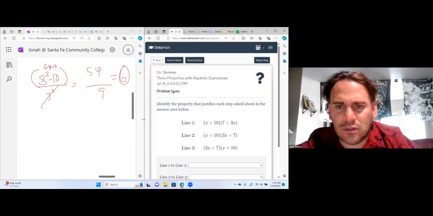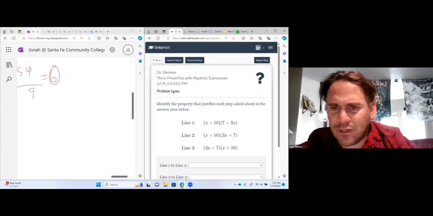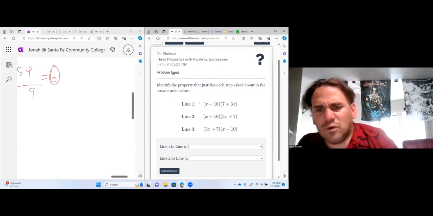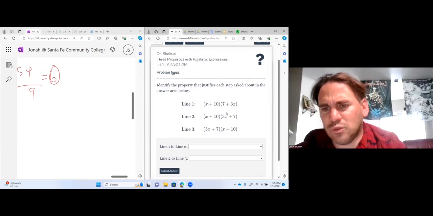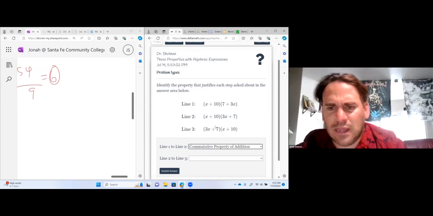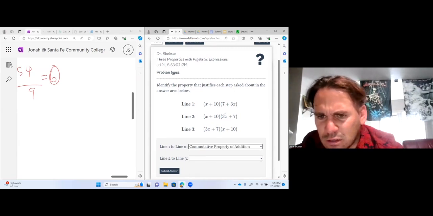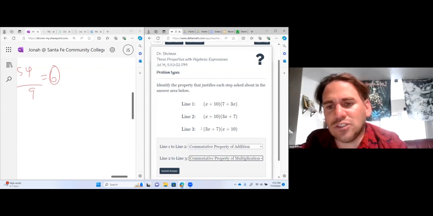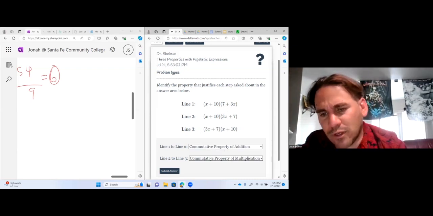All right, so here's a property problem. Identify the property that justifies each one of these. So we have x plus 10. Identify each step. Okay, so line 1 to line 2, all we did was switch them. This is the commutative property of addition. And line 3, we went x plus 10, and then we did 3x plus, oh, we just moved around. So this is the commutative property of multiplication. Commutative just means you go one way, you go the other way.